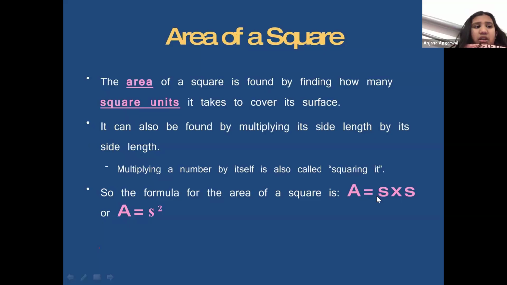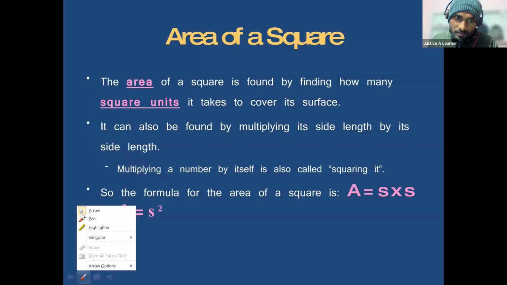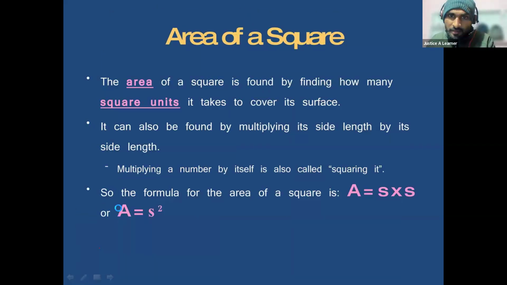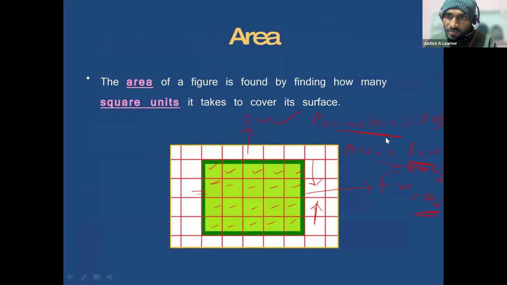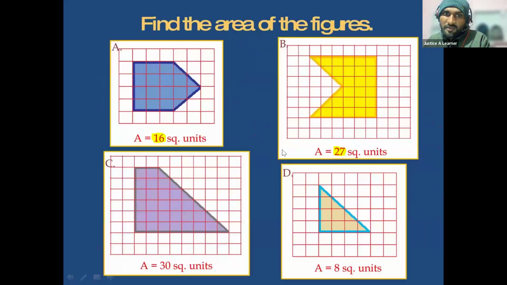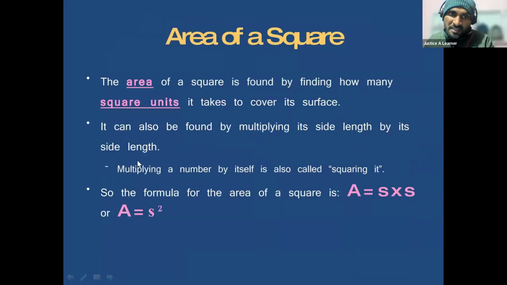Earlier, this one, you hadn't seen this. This is length into width, that's what I mean. Not length into side. Length into width is actually the area. So same here, in a square, both length and width are equal. So that is side into side.